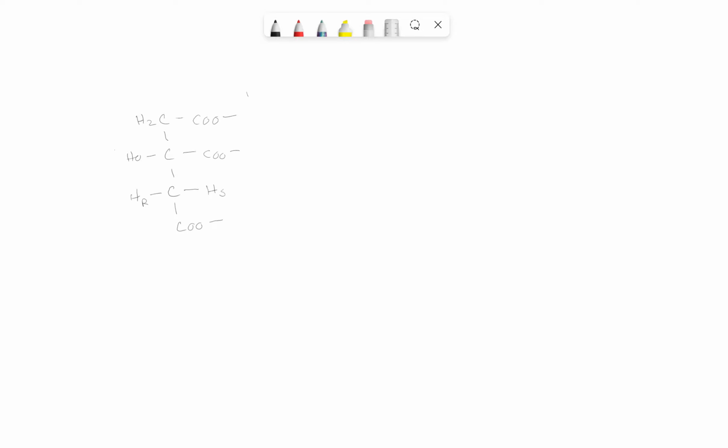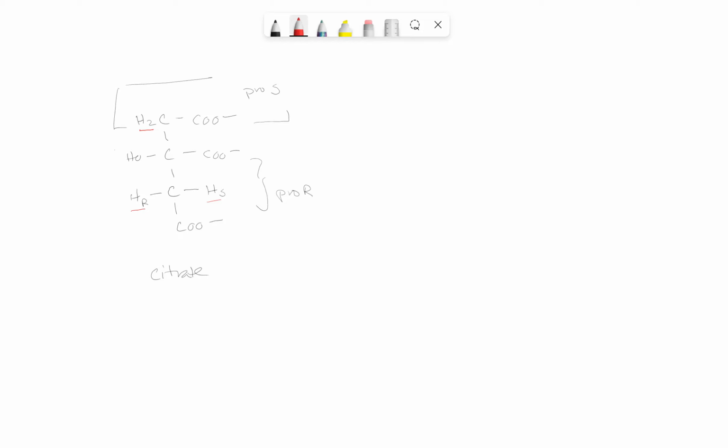So this is the pro-S arm up here, and this is the pro-R arm of citrate. So once again, the enzyme specifically targets the pro-R hydrogen on the pro-R arm of citrate, despite the fact that these 2 hydrogens and these 2 hydrogens are chemically identical.